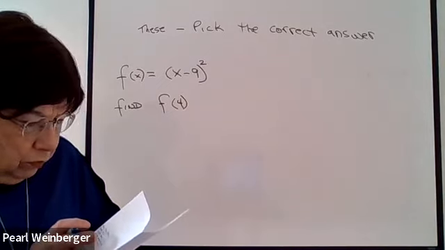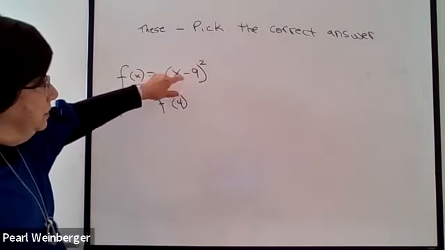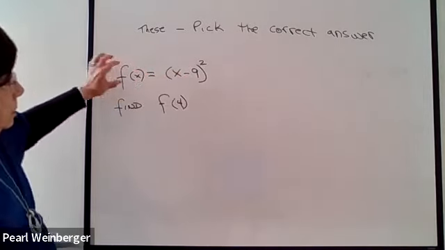So if we recall, this is what's called functional notation. Instead of calling this y equals parentheses x minus 9 squared, we're calling it f of x.